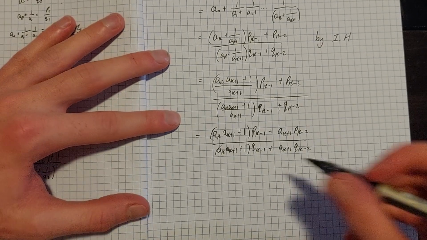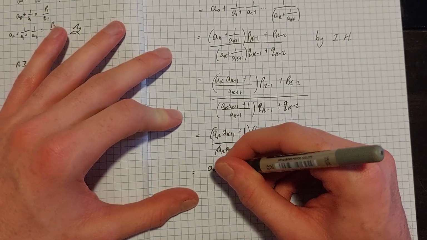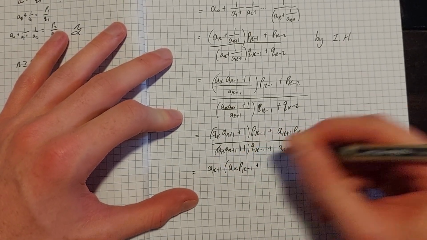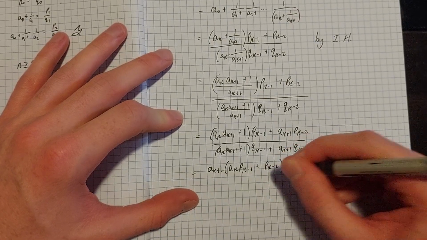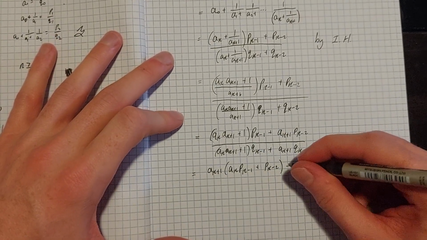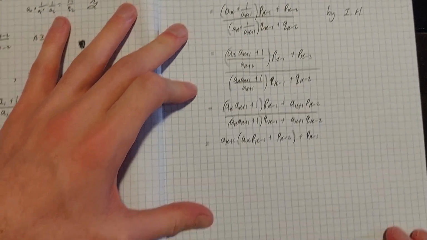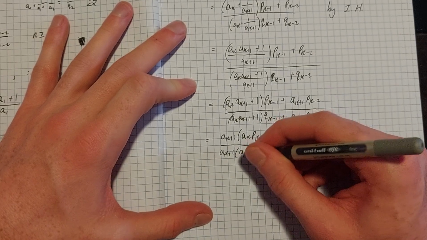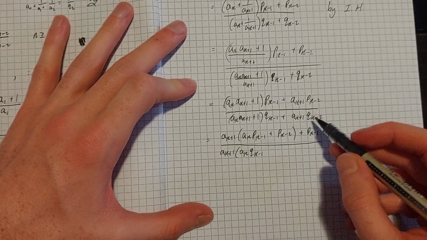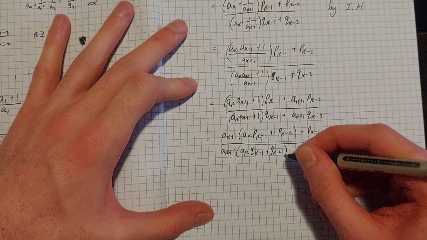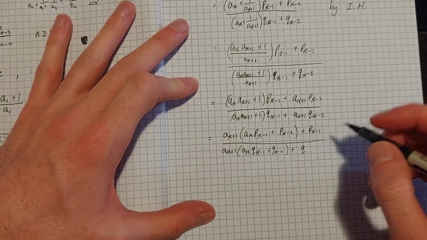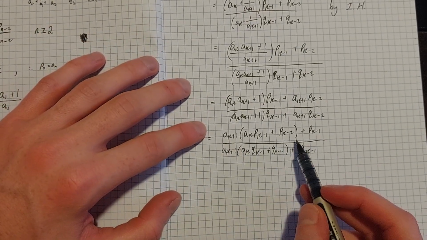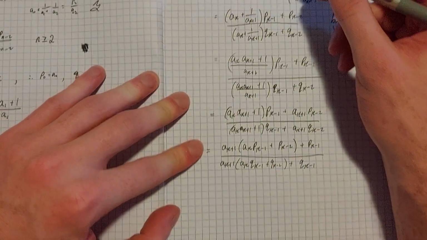Then from here we can take out a common factor of ak plus 1 from the top and the bottom, so that common factor of ak plus 1 is attached to ak pk minus 1 plus pk minus 2, and then plus pk minus 1. And then I do the same thing on the bottom. So I take out the factor of ak plus 1, and that's attached to ak qk minus 1 plus qk minus 2, plus qk minus 1 from here. And from here, we're almost done, because all of this is pk from my inductive hypothesis.